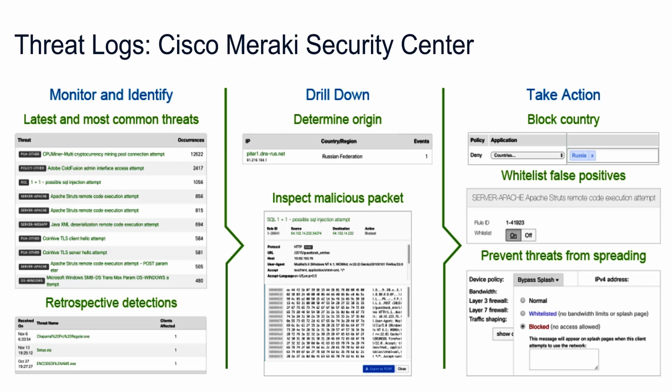All right. That last one, actually, retrospective detection is pretty important. Let's say a file or a flow was originally allowed, right?